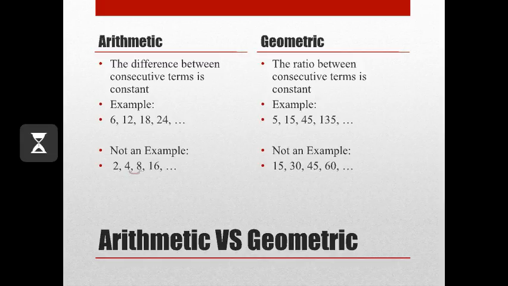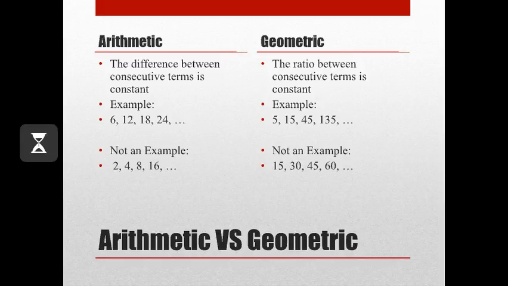When you go to your geometric, this is where you have a ratio. Now when we talk about ratios, that means you're multiplying by the same amount each time. And remember, multiplication could be a whole number or a fraction. So that's what you're talking about with a ratio. So with geometric, you're multiplying.